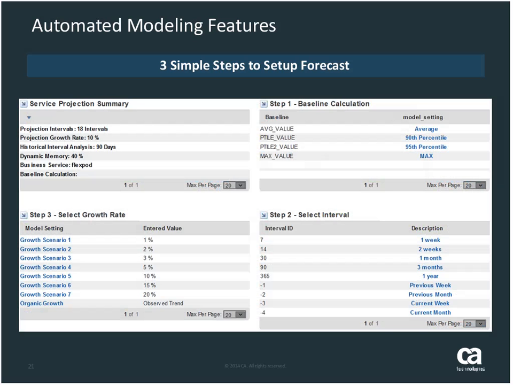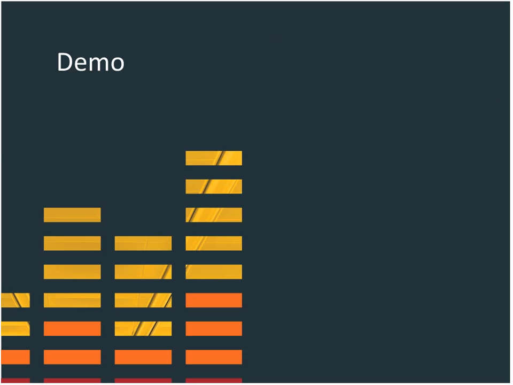And the modeling is really just set up in 3 steps. You select your baseline calculation, so again, the average, 90th, 95th percentile, or max. You select a time interval for your analysis. So do you want to look back at the past week, month, year, or the default ones of previous week, month, or current month? And then you can select a growth setting on that. The hyperlinked areas here are where you're going to be selecting, and then we'll see that output. So I'm going to go into the demo now.